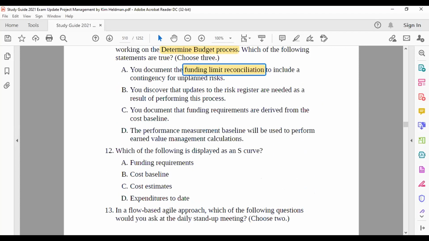Question number 12. Which of the following is displayed as an S curve? Expenditures, cost estimates, cost baseline, funding requirement. Very easy answer. Come on, go for it directly. We make an S curve for... Don't fall into the trap, Abu Bakr. Mohsin, yes, your answer is correct. Yes, Vaibhav, good. Ganesh, no, you also fell into the trap. Yes, Abu Bakr, this is the right answer.